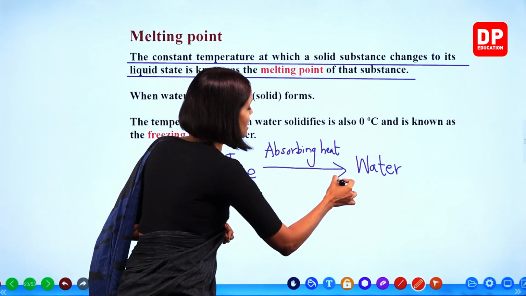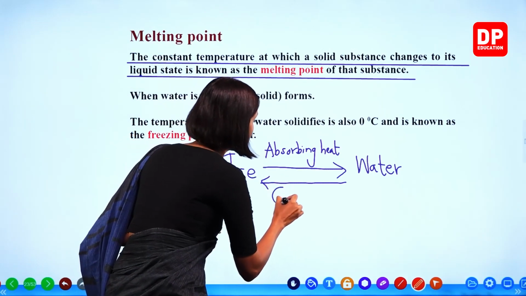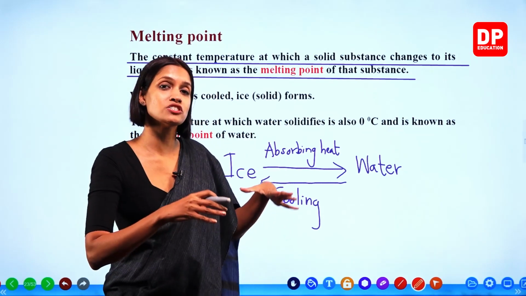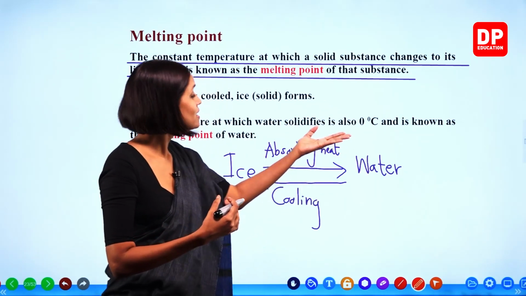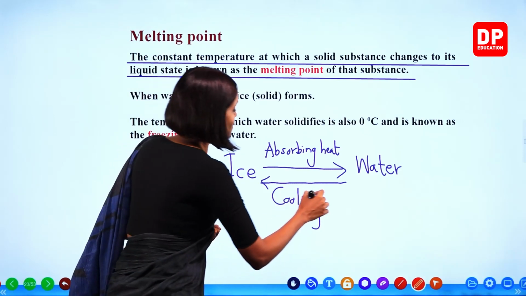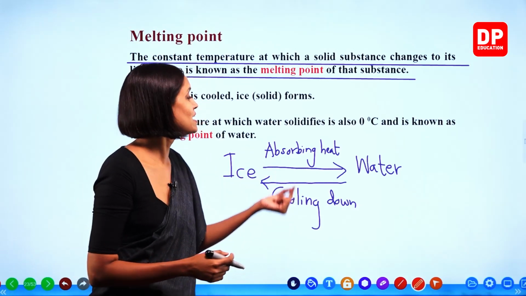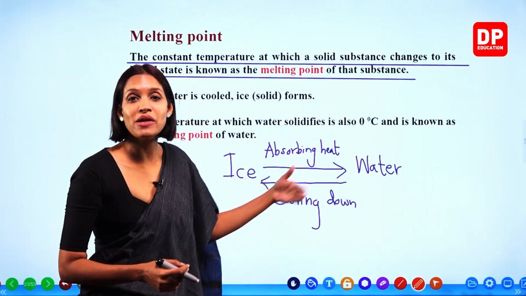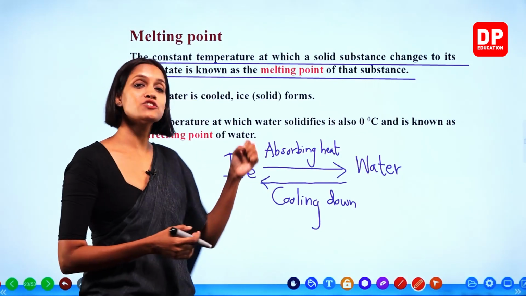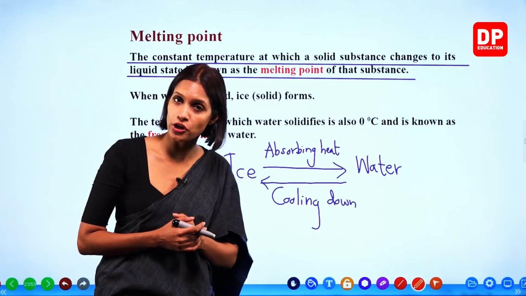At the same time, if we cool down water, what happens? Due to cooling down, water again turns into ice. If we reduce the temperature of water, if we cool it down, water will again turn into ice. Right? It's solid. So by cooling down, this can happen. What is this temperature, children? This temperature is also similar to the melting point. Right, at this temperature the water converts to ice also. The temperature is 0 degrees Celsius, and this is known as the freezing point.